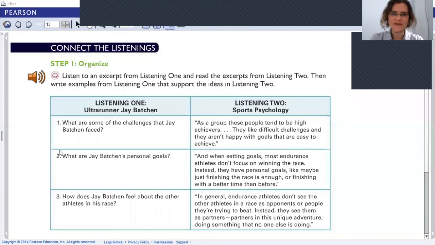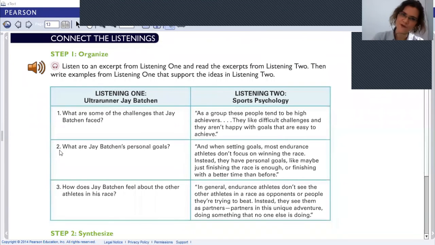Now, this brings us back to this point. You had listening 1, which was about an ultra runner, Jay Bashan, and we had listening 2, which was about sports psychology. And you had information on both. Now, here at the left column, by the way, this is called a table, which can also be referred to as a graphic organizer, of which we have many different kinds. We have tables, we have pyramids, we have flowcharts, we have Venn diagrams, you have a lot of different types.